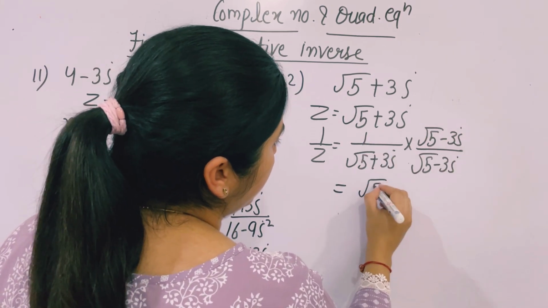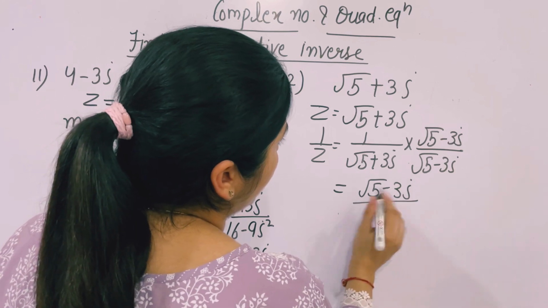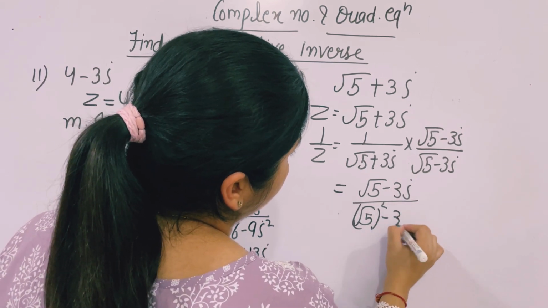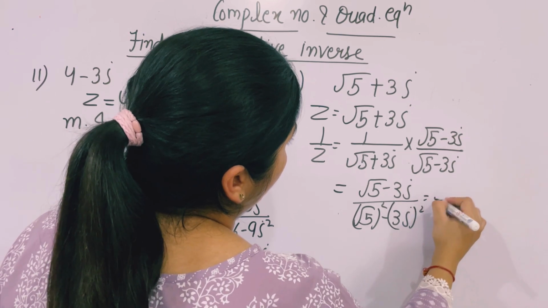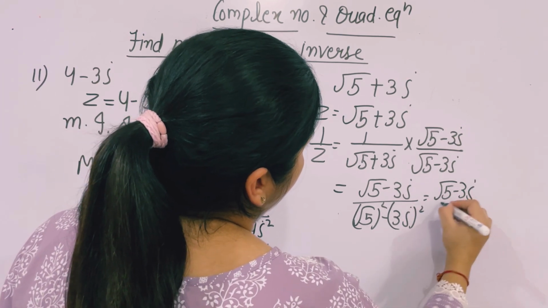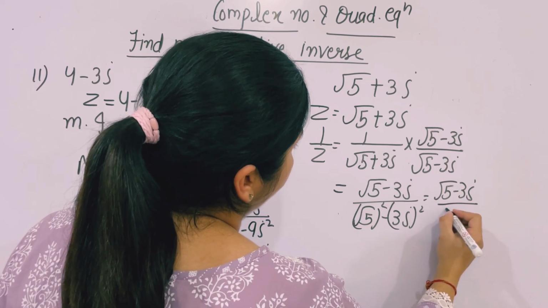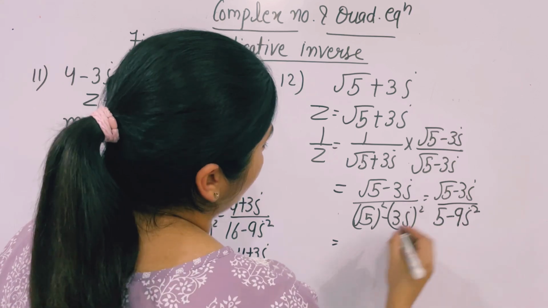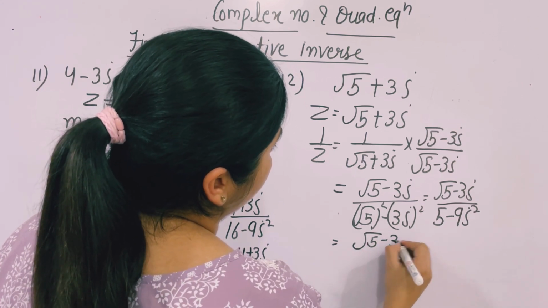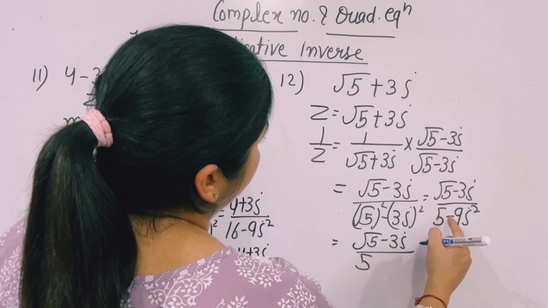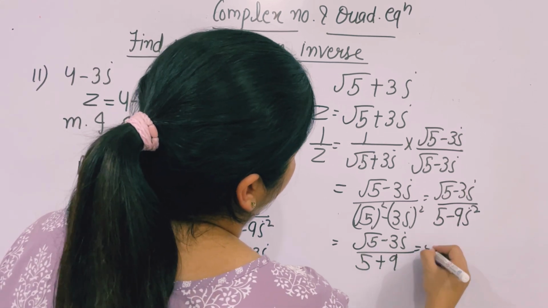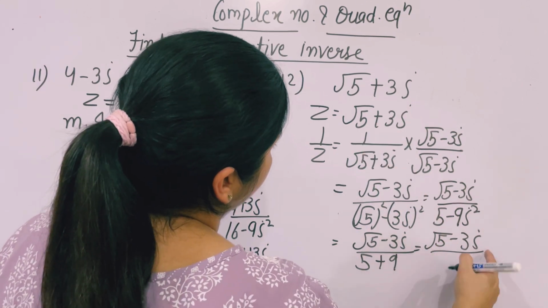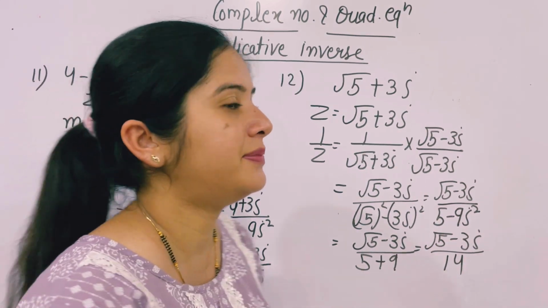Multiplying with 1 becomes root 5 minus 3 iota. In the denominator, a plus b, a minus b, a square minus b square. Root 5 square is 5, 3 square is 9 iota square. Since iota square is minus 1, it is 5 minus minus plus 9. So the multiplicative inverse of root 5 plus 3 iota will be root 5 minus 3 iota upon 14.